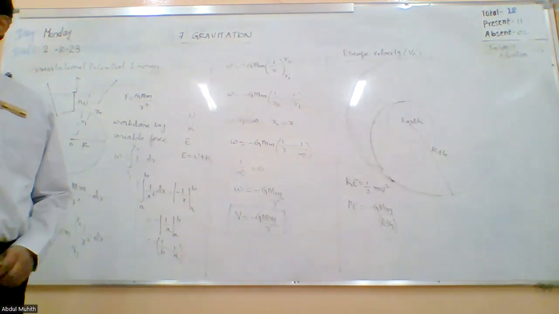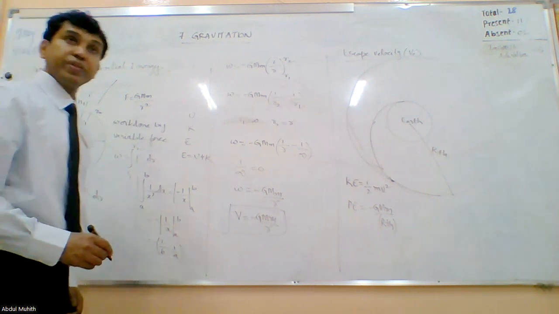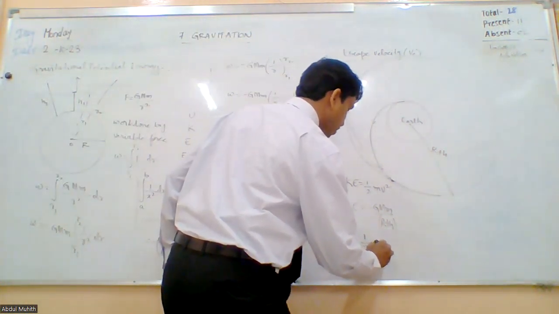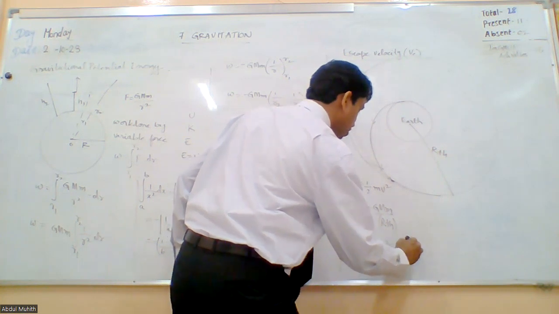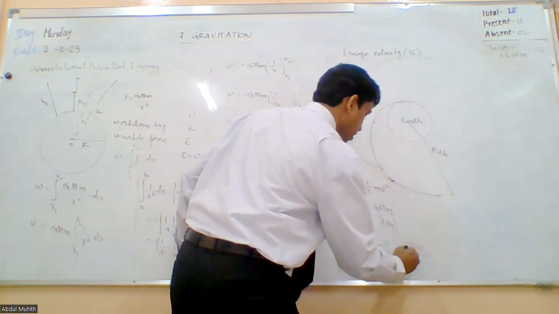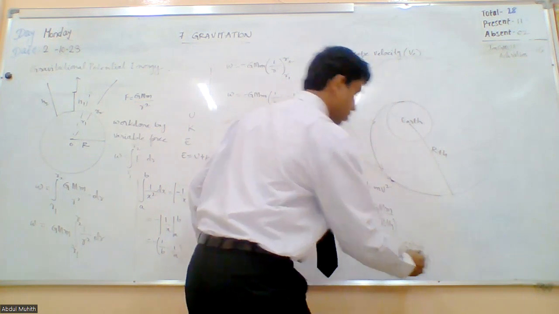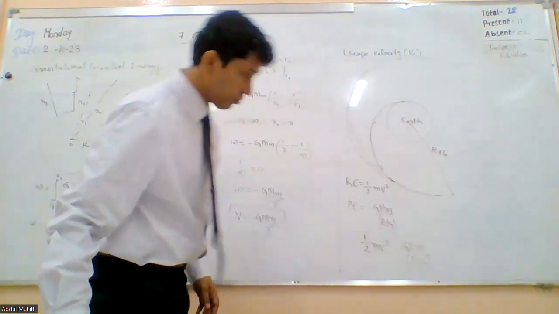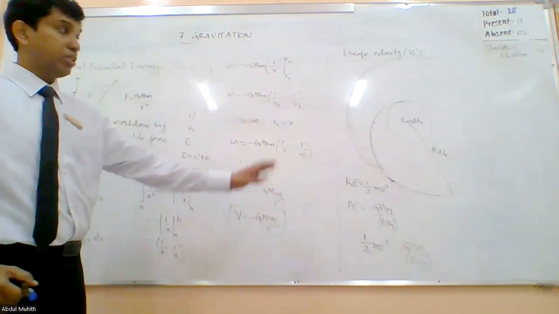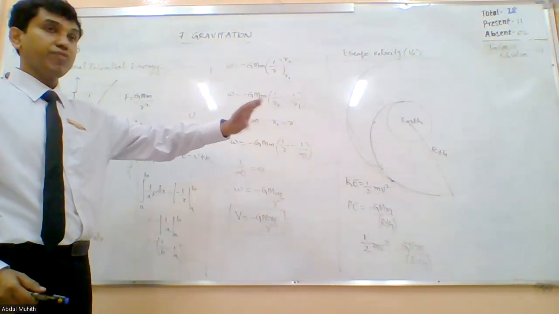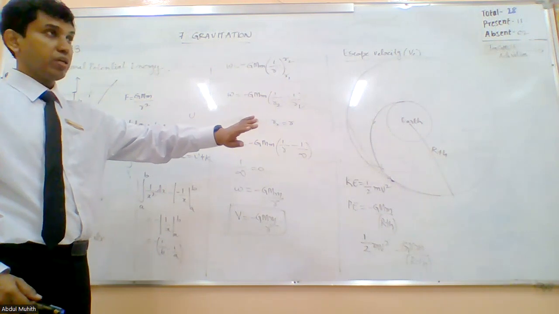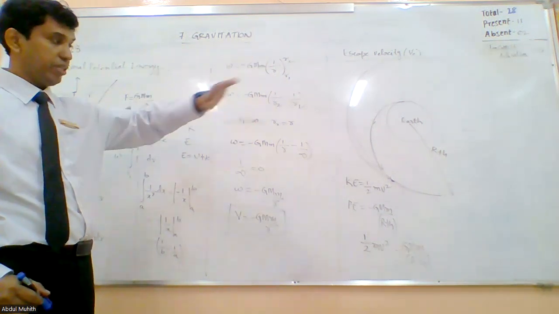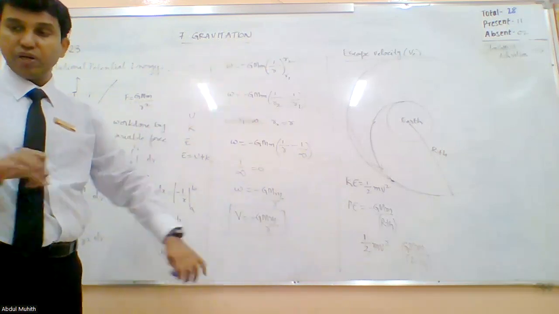So what we are doing now? We are going to equate both of them. Half mv square is equal to minus G capital M small m by R plus h. Is it clear, girls? Because if the potential energy and kinetic energy are equal, the body goes into space with that velocity. We are keeping both the velocities equal.